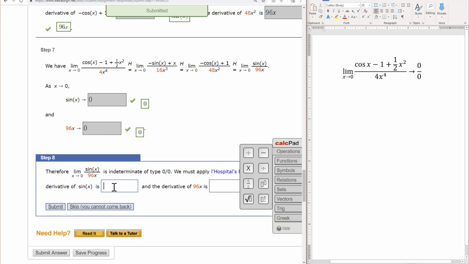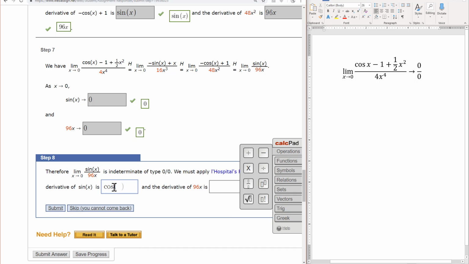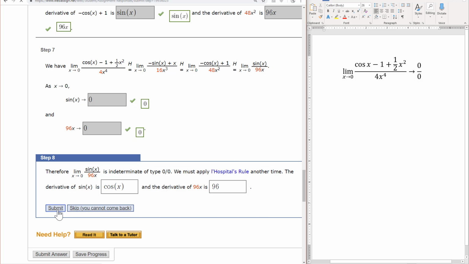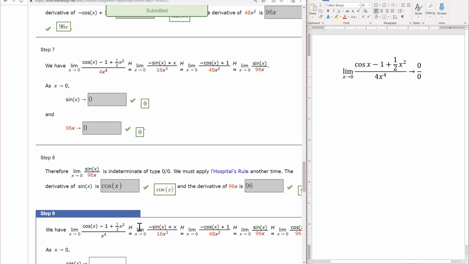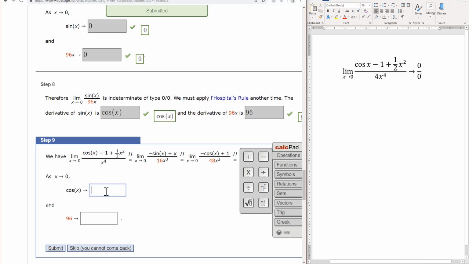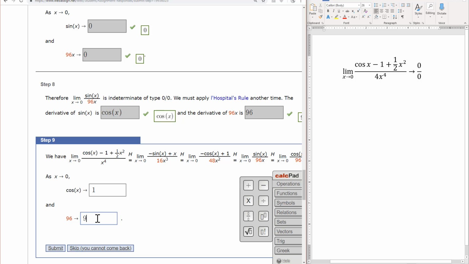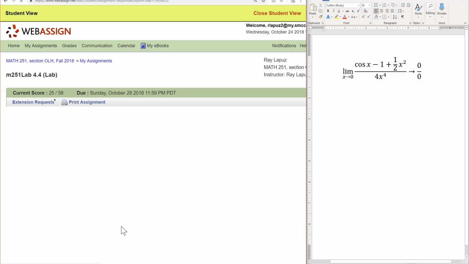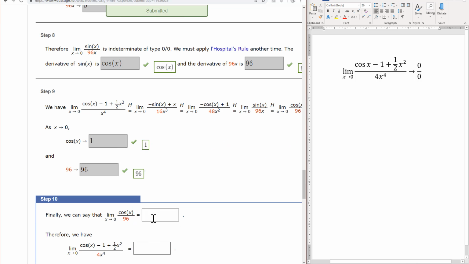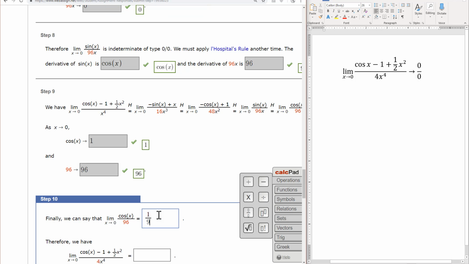Alright, the derivative of sine x is cosine x. And that's it. Now if we put 0 in the cosine, that's going to be 1, so it's no longer going to be indeterminate. And the derivative of 96x is just 96. So now, as x goes to 0, cosine of 0 goes to 1, and 96 is a constant. So our denominator is going to be 96. Our numerator is going to be 1, so it looks like this is going to be 1 over 96.